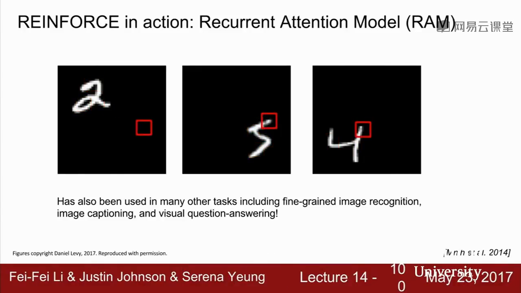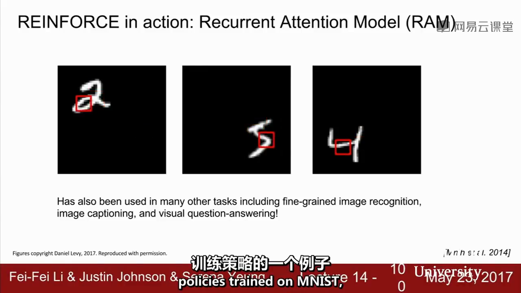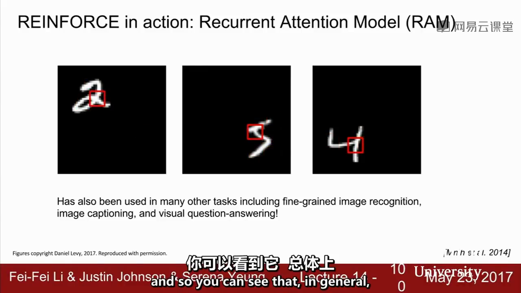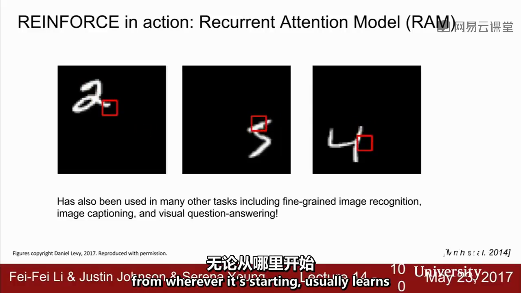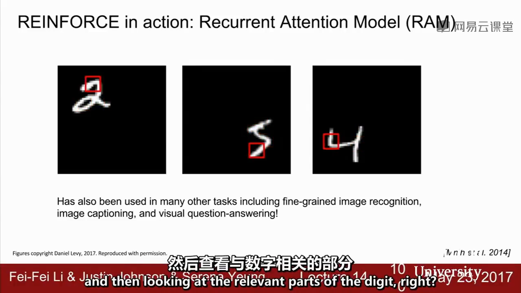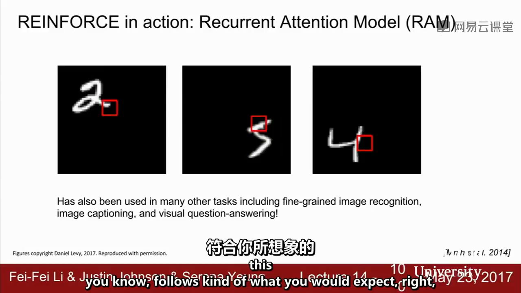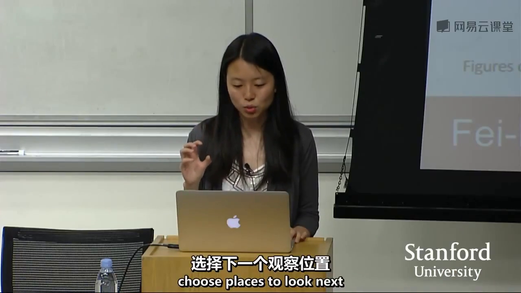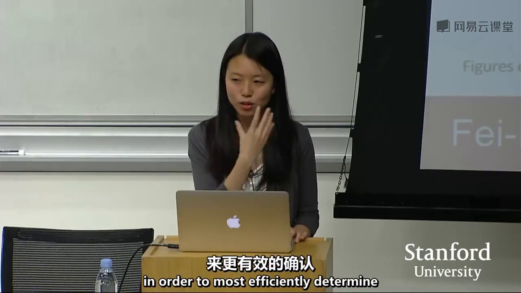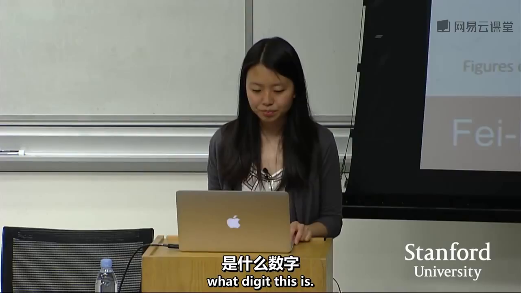Okay, so here's an example of policies trained on MNIST. And so you can see that in general, from wherever it's starting, it usually learns to go closer to where the digit is and then looks at the relevant parts of the digit. So this is pretty cool, and this follows what you would expect if you were to choose places to look next in order to most efficiently determine what digit this is.